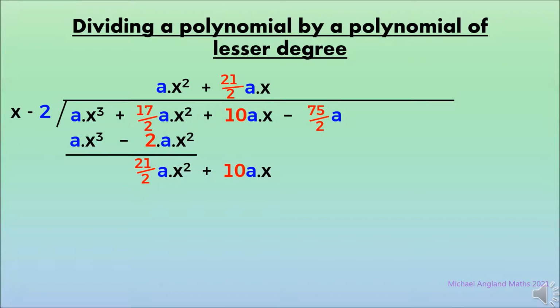Now we multiply that quotient term by the divisor. So (21/2)ax times (x − 2), which gives us (21/2)ax² − 21ax.